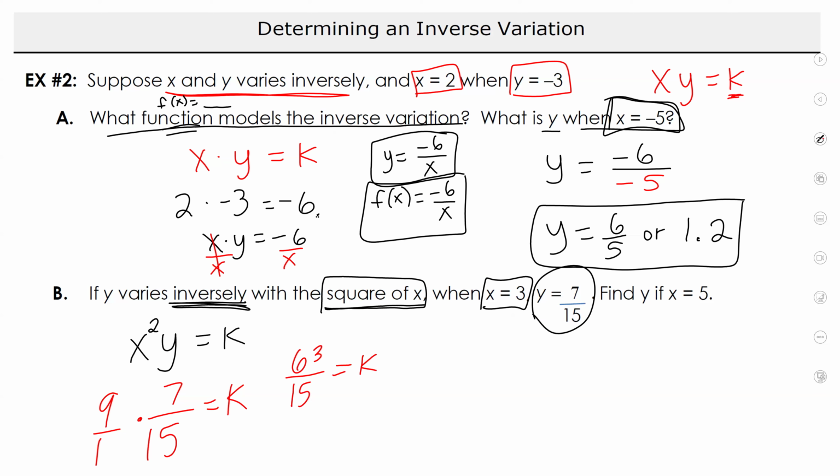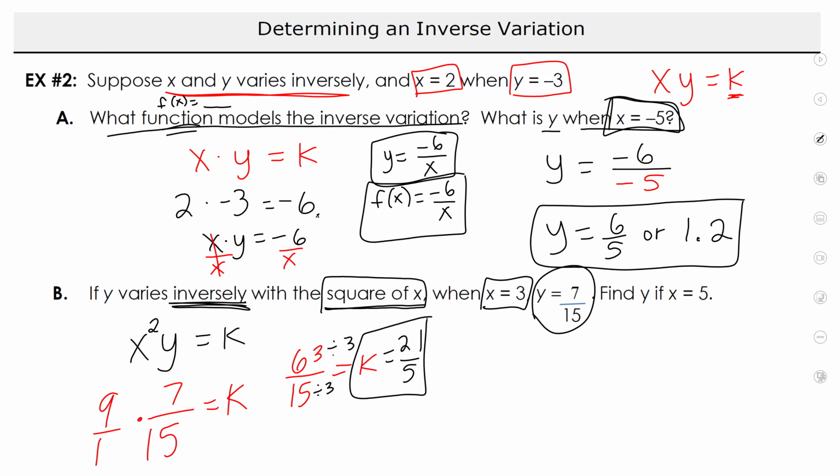However, let's simplify. These both can be divided by 3. So 63 divided by 3 is 21, and 15 divided by 3 is 5. Okay, so this is our K value.